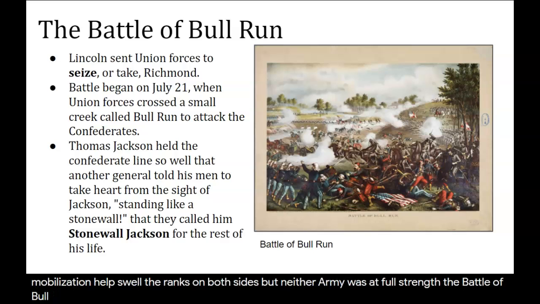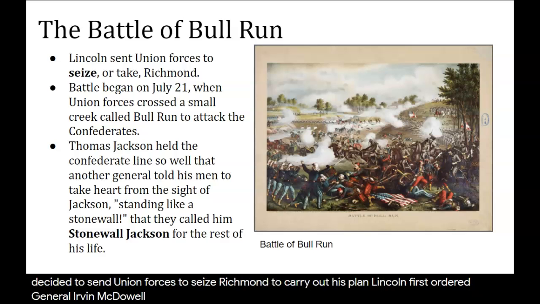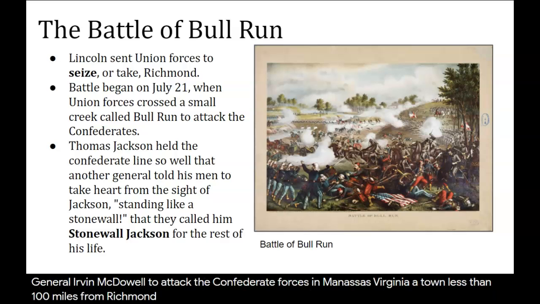The Battle of Bull Run. The armies were put to the test in July 1861. Hoping to bring a swift end to the war, Lincoln decided to send Union forces to seize Richmond. To carry out his plan, Lincoln first ordered General Irvin McDowell to attack the Confederate forces in Manassas, Virginia, a town less than 100 miles from Richmond.